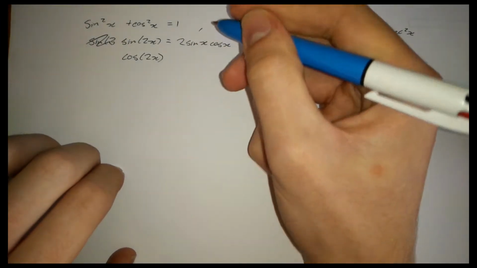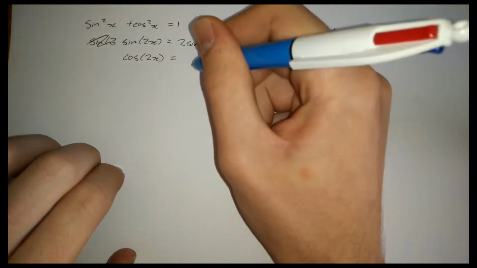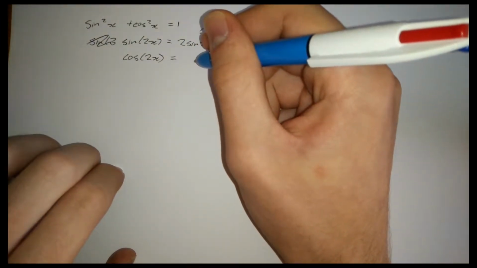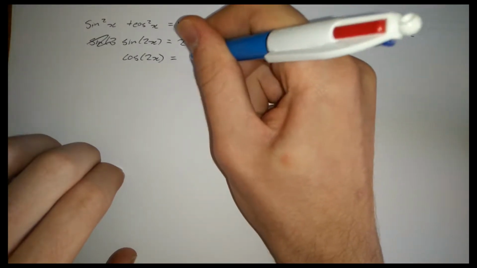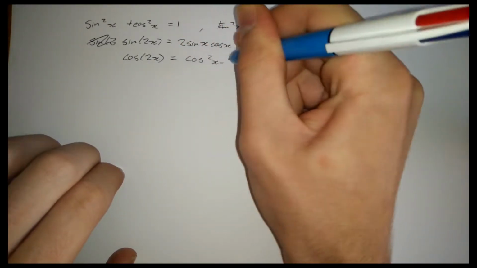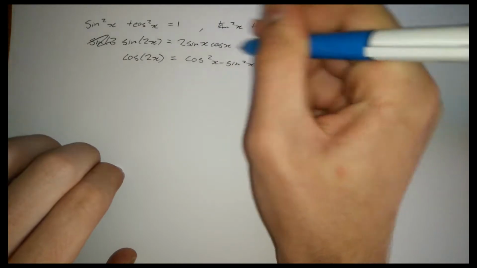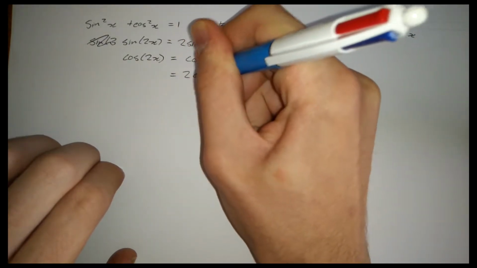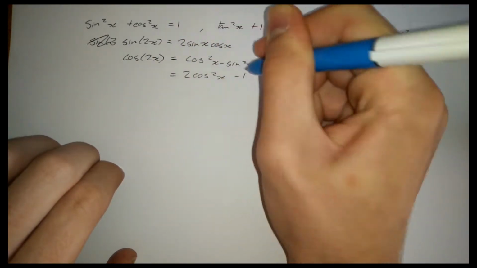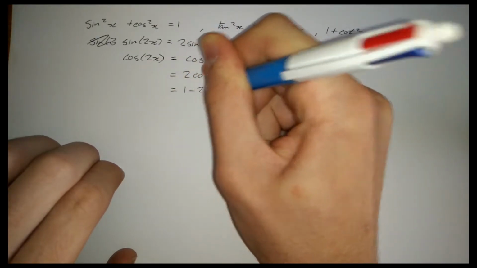Then for the cosine double angle, we have cos squared x minus sine squared x, 2 cos squared x minus 1, and 1 minus 2 sine squared x.